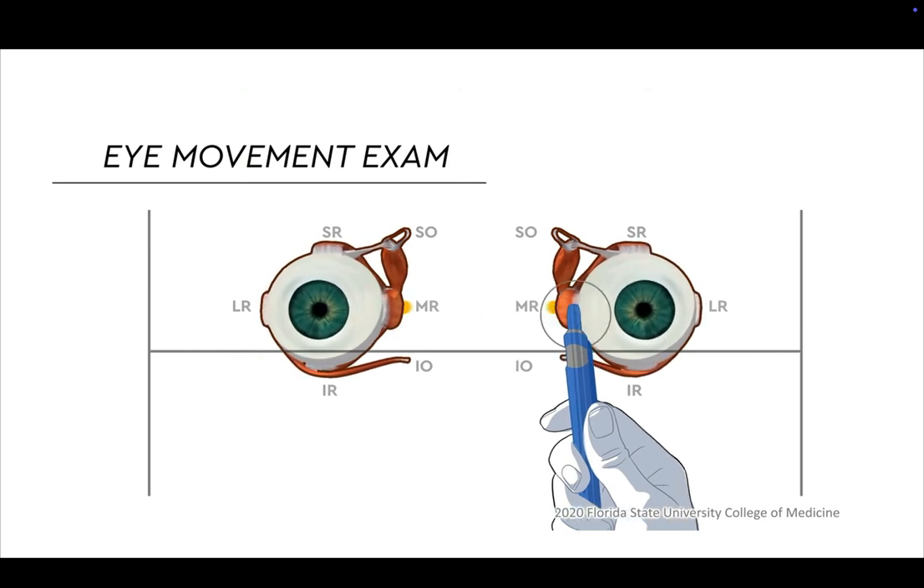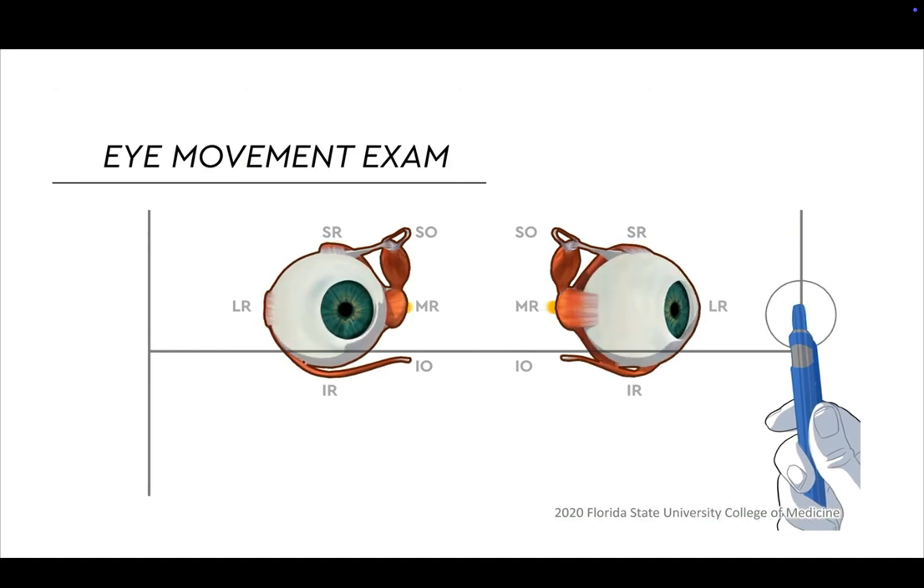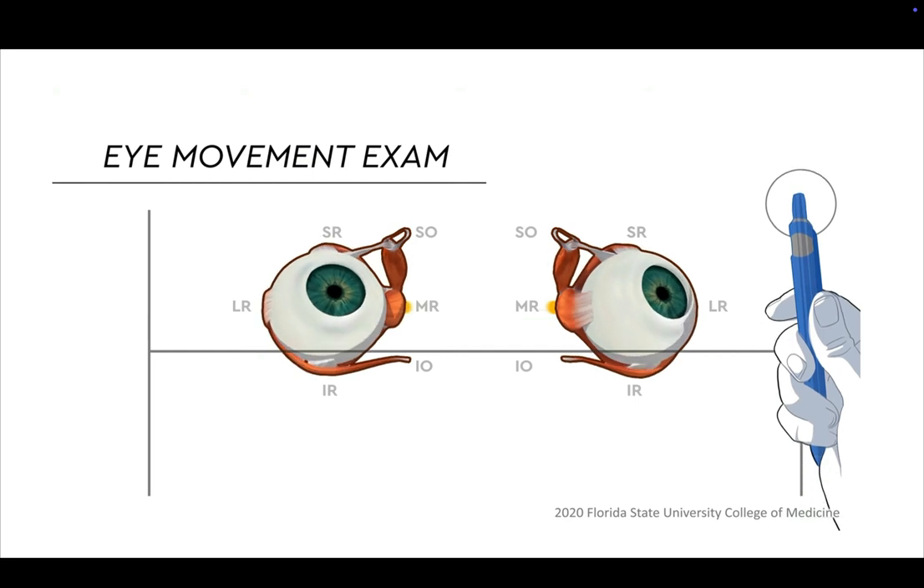Slowly move the object to the patient's left until you reach the limit of his field of view. Here, the patient's left eye should be fully abducted and the right eye should be fully adducted. This position tests the function of the left lateral rectus muscle and the right medial rectus muscle. Now move the object directly superiorly. This position tests the patient's left superior rectus muscle, up and out, and the right inferior oblique muscle, up and in.